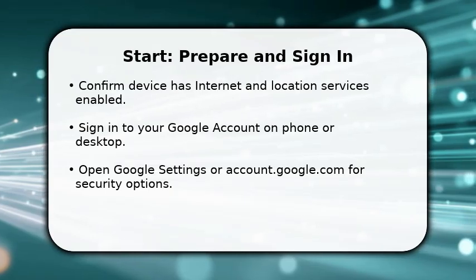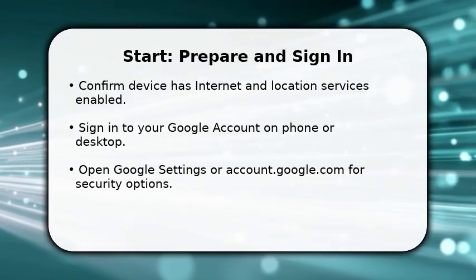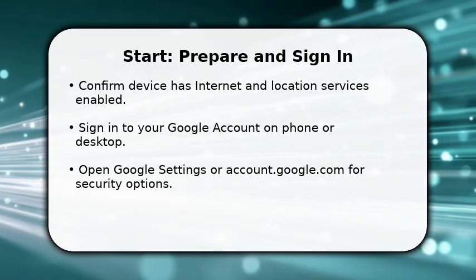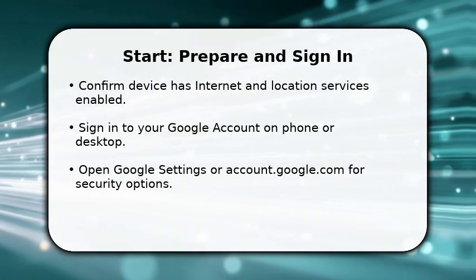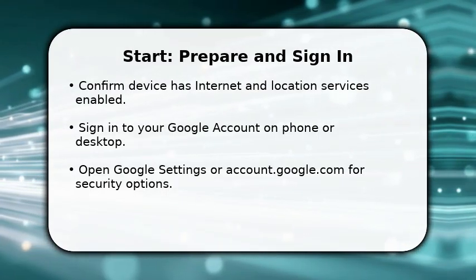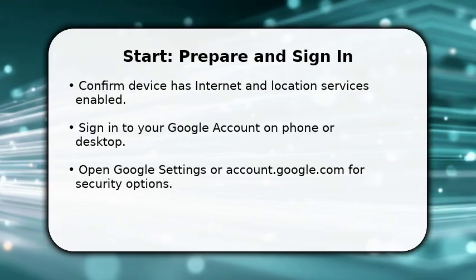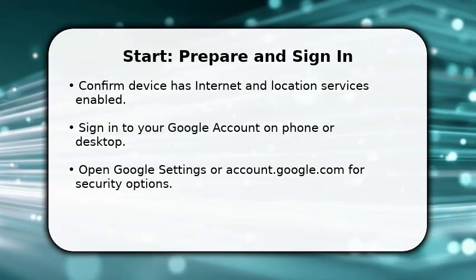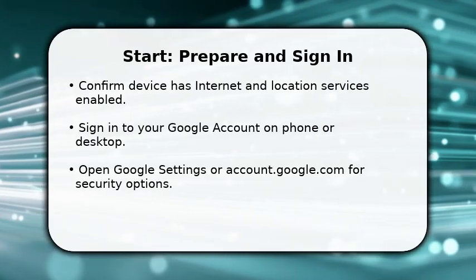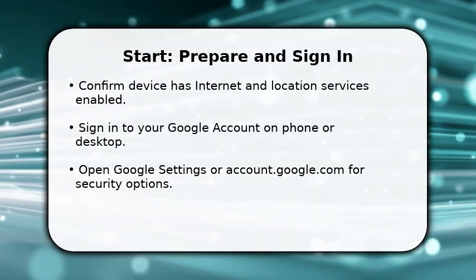Enjoy the video. You'll begin by making sure location services and internet are active on the device. This lets Google report positions. Next, sign in to the exact Google account tied to the device, because locating only works when the same account is used. Once signed in, go directly to Account Settings or the Google app.